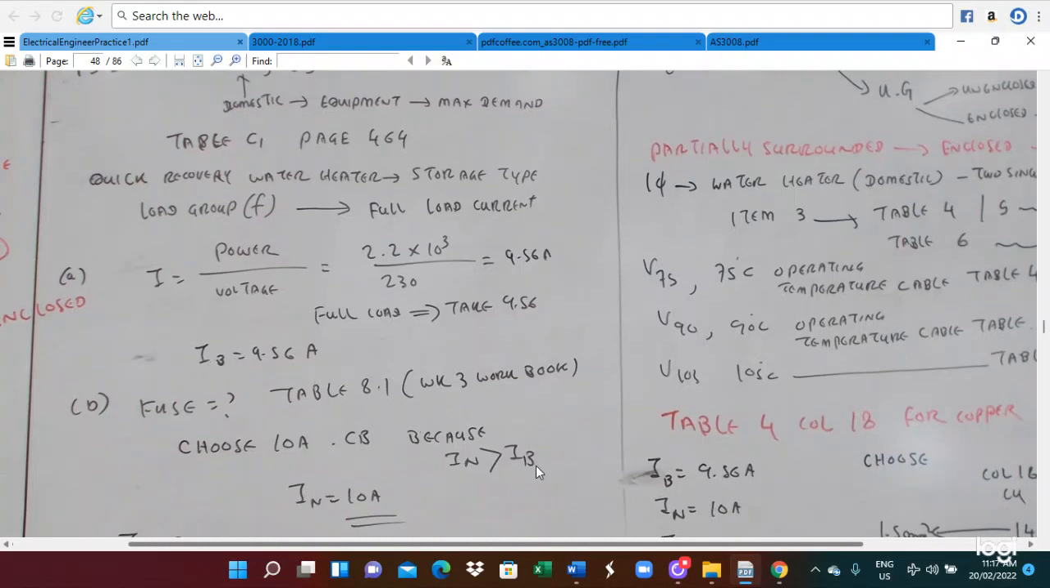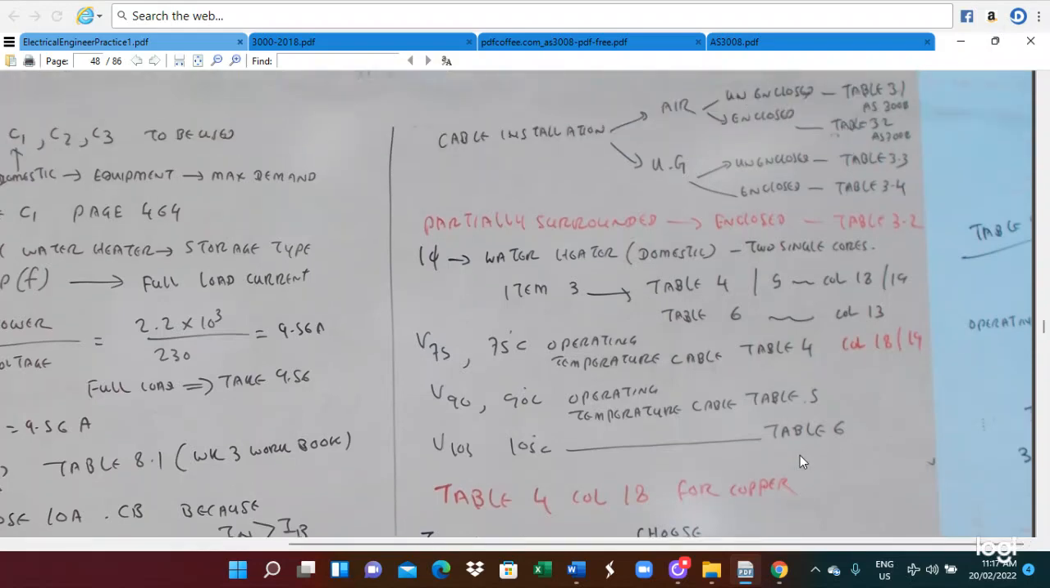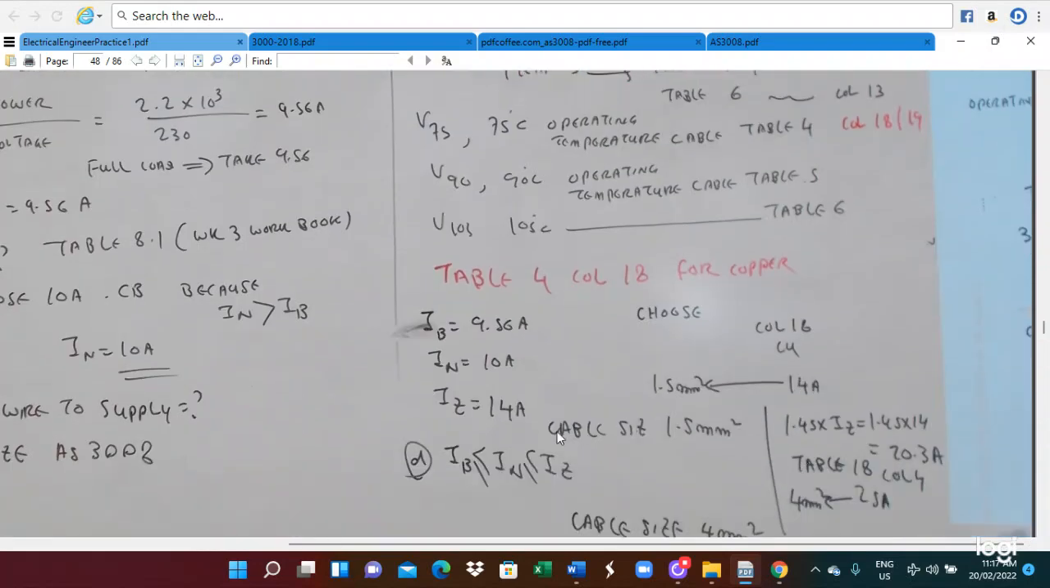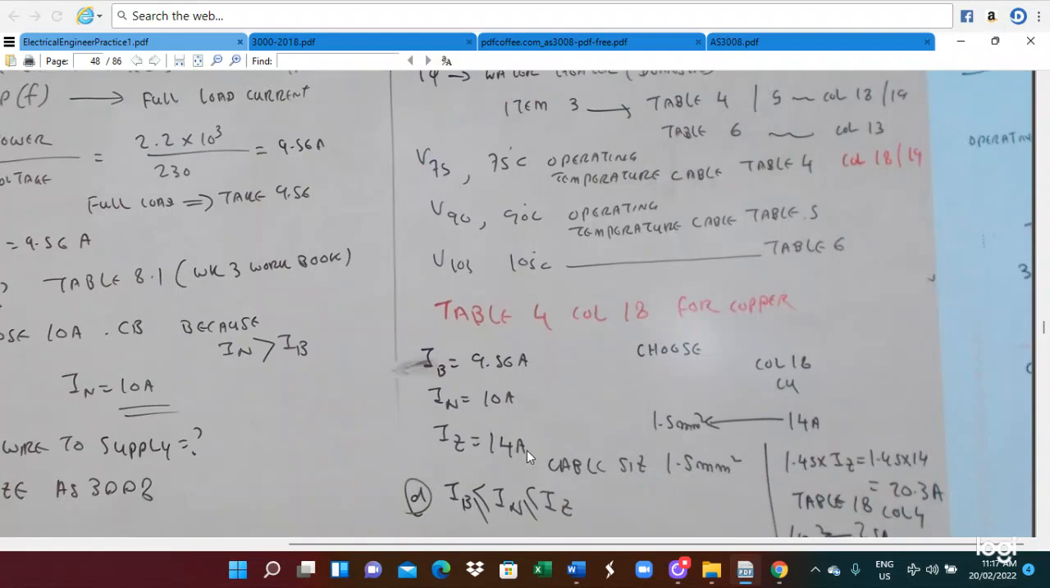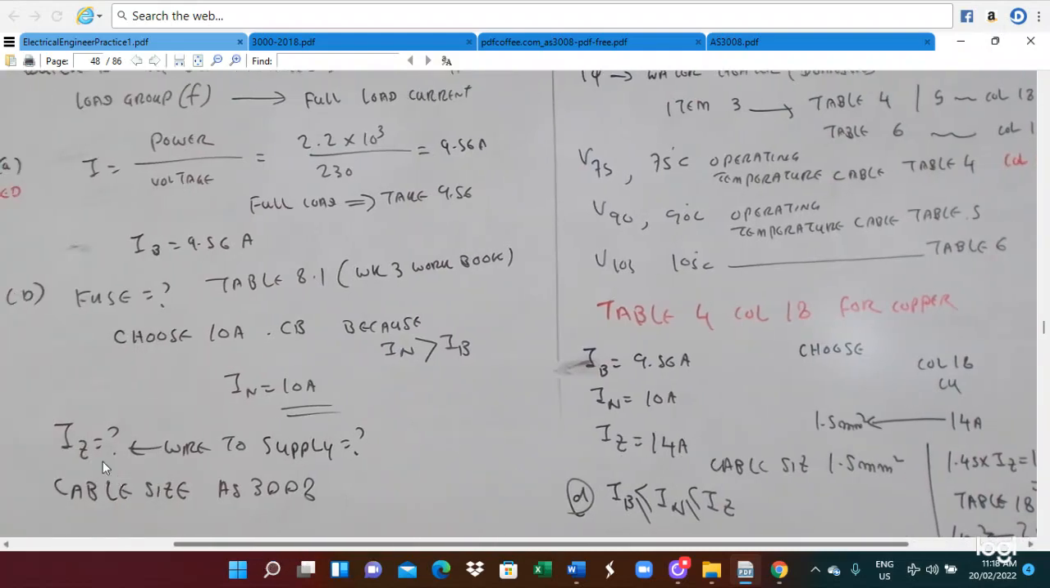So this is certified. Then we have to utilize the VS cables installation. Once the cables are installed, we have to calculate their current. So this is the design current, and where to supply, IZ has to be calculated. So we have to determine the cable size, and for cable size we have to utilize the ES3008, the cable installation standard.